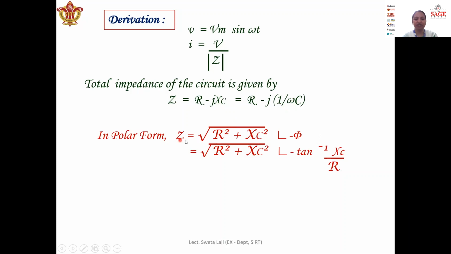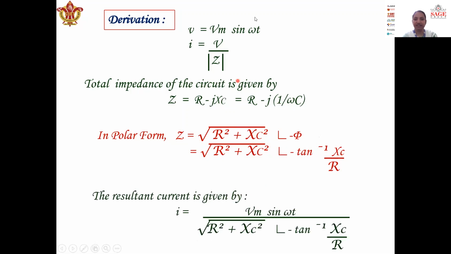So in polar form, Z can be represented as under root of R square plus XC square, angle minus phi, where phi is tan inverse XC by R. So the resultant current is equal to V by Z. From this formula, we will put the value of Z into this equation, and the final current expression would be I is equal to Vm sin omega t upon under root of R square plus XC square, angle minus tan inverse XC by R.